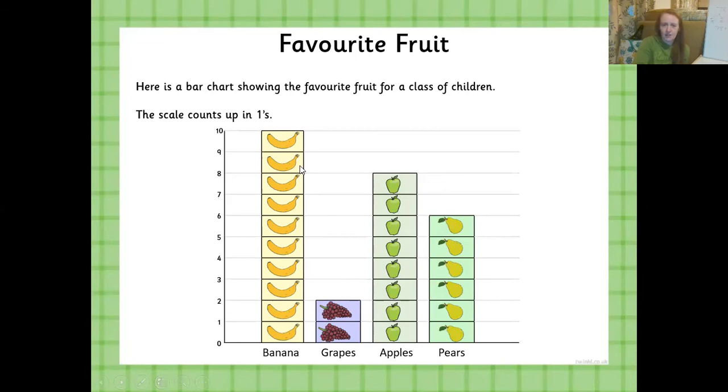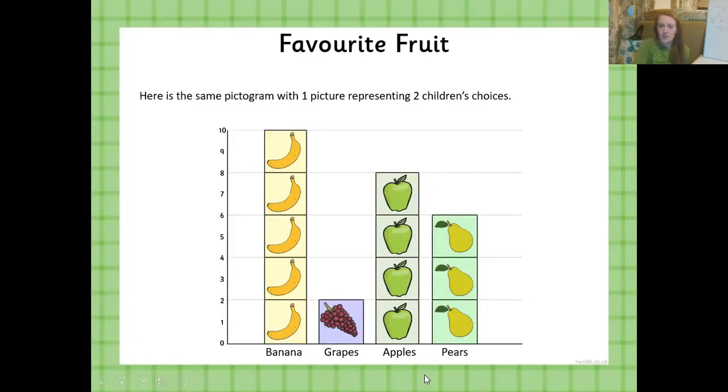So if I go back here, look, 10 bananas, 10 children wanted bananas. I can see that by counting in 1s. 1, 2, 3, 4, 5, 6, 7, 8, 9, 10. But if I go to the same information represented in a slightly different way, here are the pictures of the bananas, but each picture now represents 2 children wanting bananas. So I now have to count in 2s. 2, 4, 6, 8, 10. Same amount of children shown in a slightly different way.